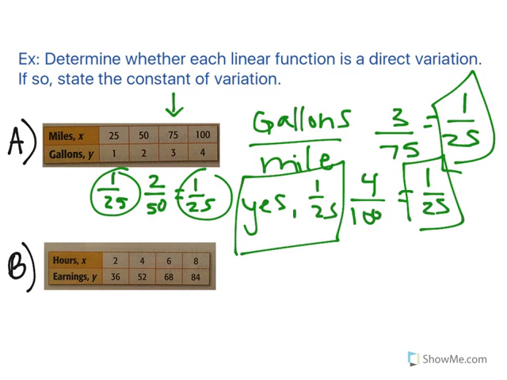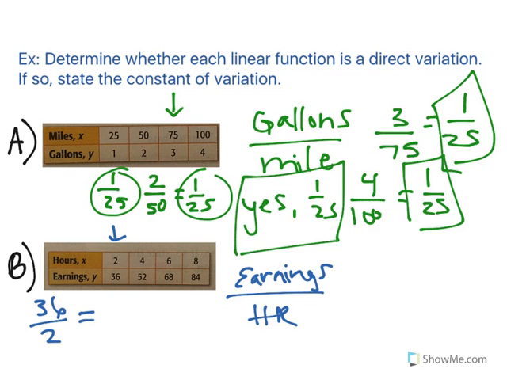Okay, let's do one more example. In this case, we have hours and earnings, so earnings per hour here. Let's go through each one. Let's start with this one here. 36 earnings over 2 hours. So 36 divided by 2 is 18. So far we have 18, so we should get 18 every time. Then I'm going to do 52 divided by 4, and that's going to get 13.